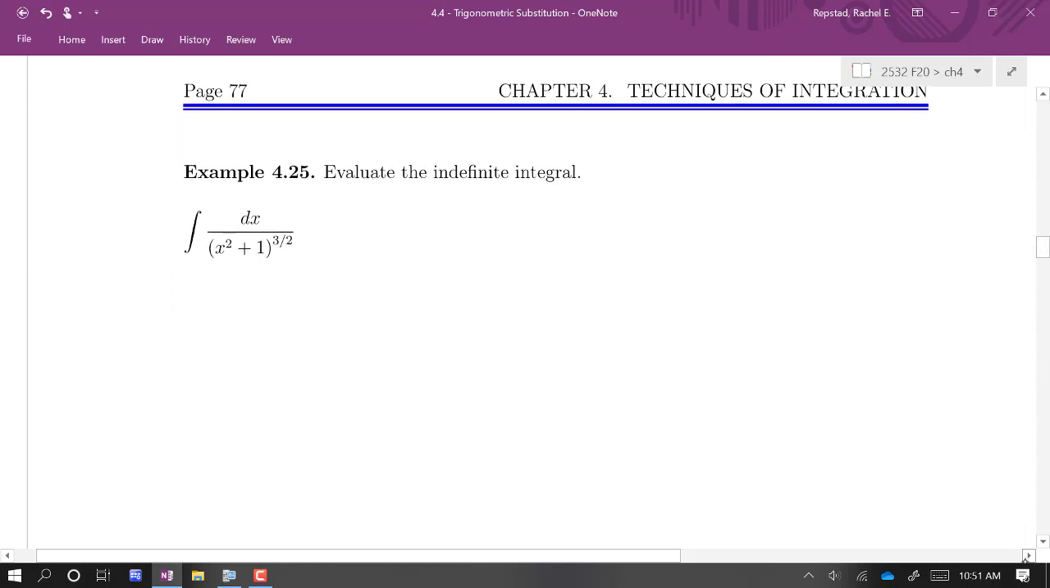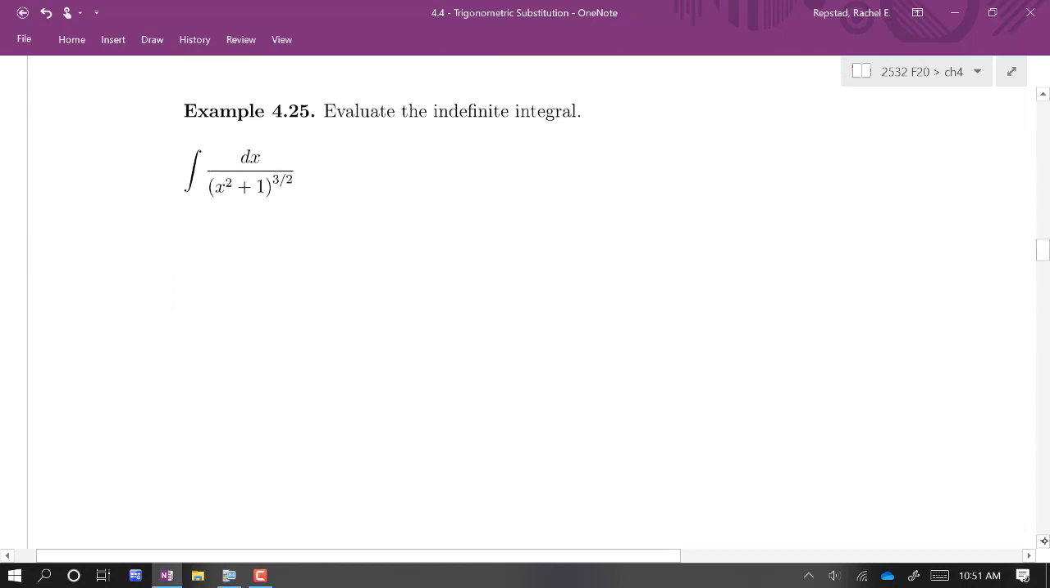All right, let's try another. This integral, I guess, is kind of similar to the last one. We have a sum of squares there, and it's raised to the 3/2 power. Of course, that means we just have a square root that's being cubed. So I think the type of substitution that we're going to make is the same. We'll see what the integral ends up looking like with trig functions.